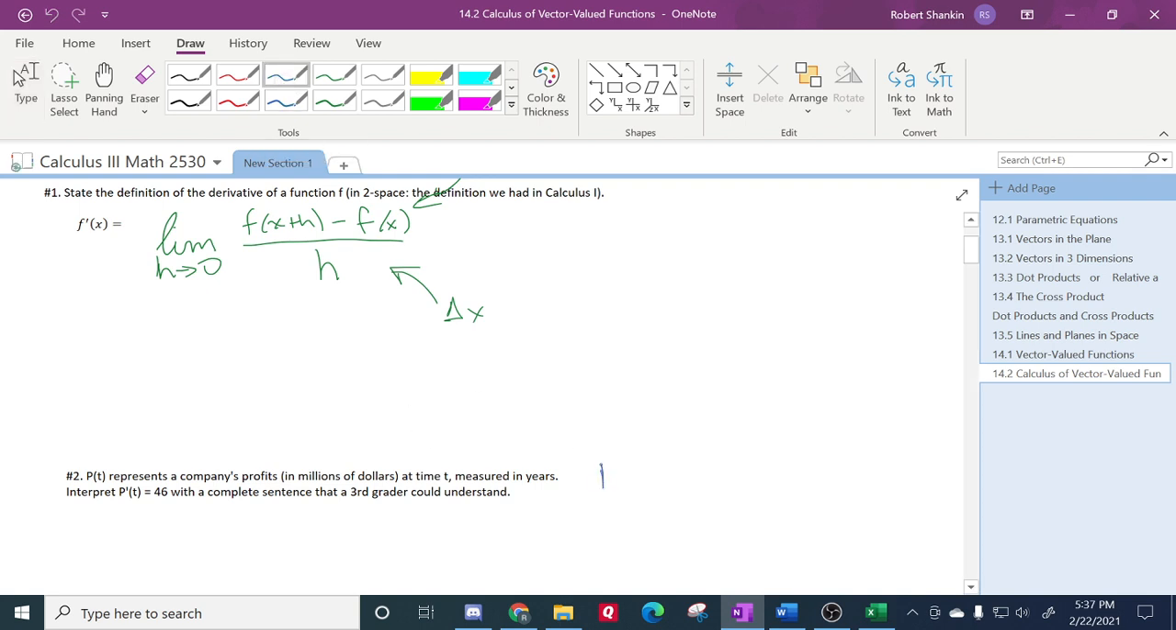Okay, if it said P of t equals 46, you would say the company's profit is 46 million each year. Profit is 46 million every year. So it's a very steady company. No matter what year it is, it always makes 46 million in profits. But that's not what we have here.